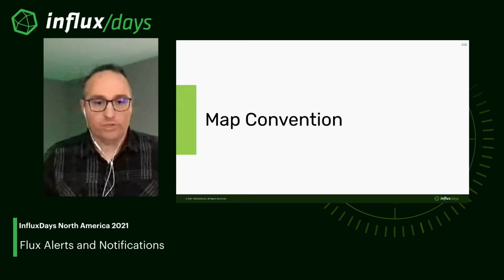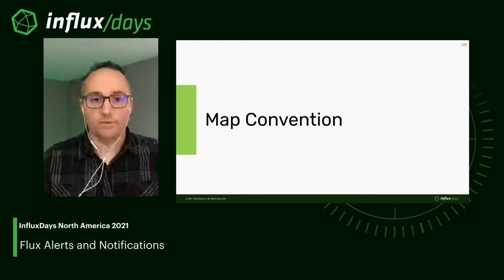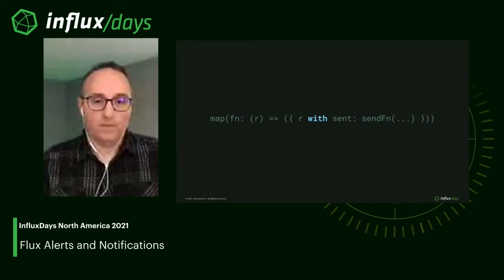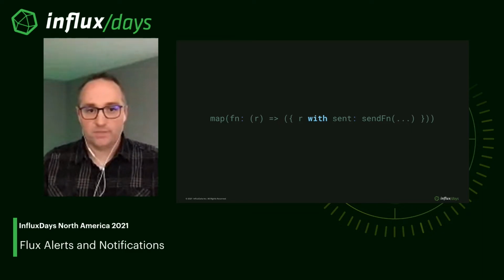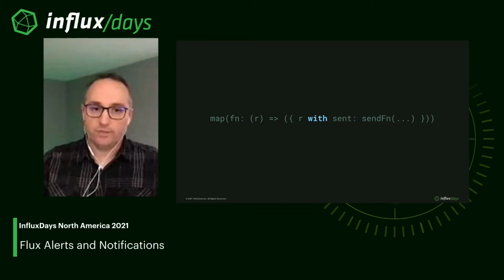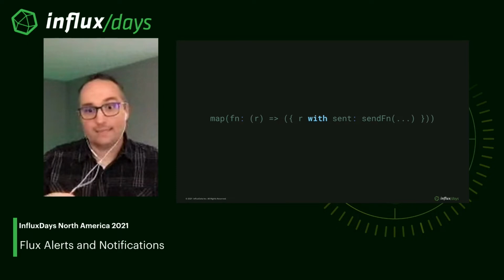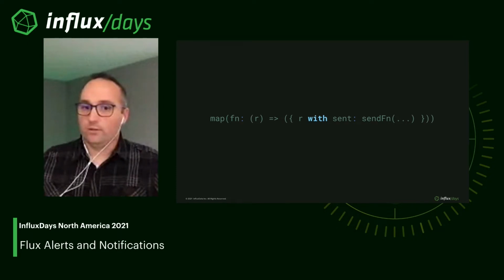So the map convention builds on top of the one-off convention. It consists of using map, and map has been talked about a little bit today, but essentially what map does is it iterates over every single input row, and it rebuilds the row record. So it rebuilds the row and the data that's in that row. Well, inside of a map call, you can actually execute another function.